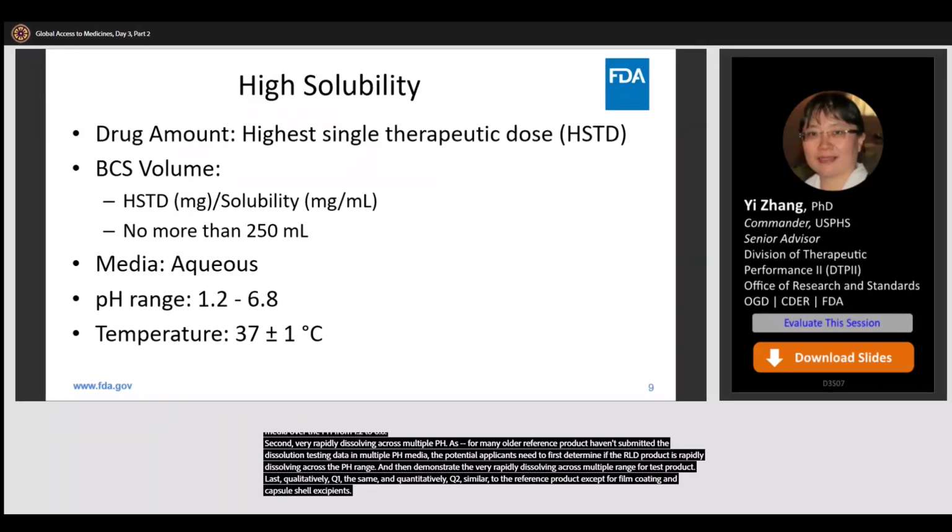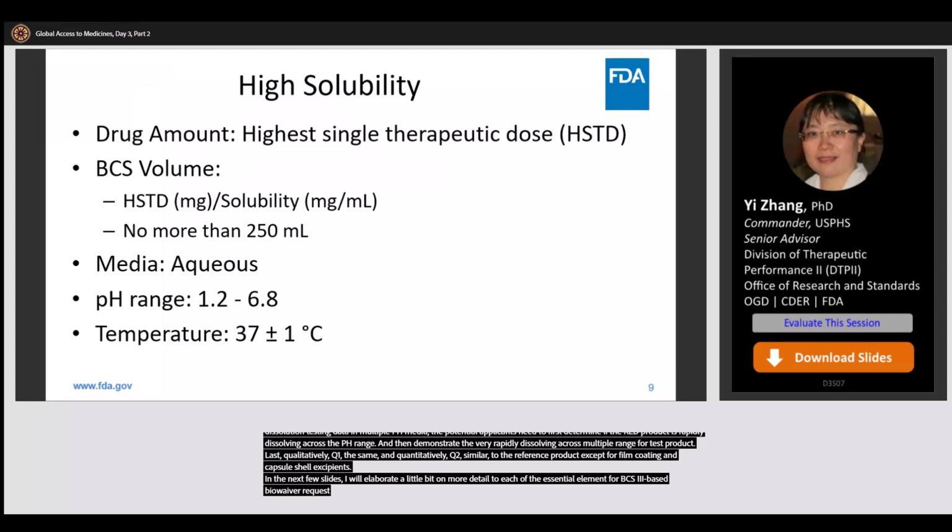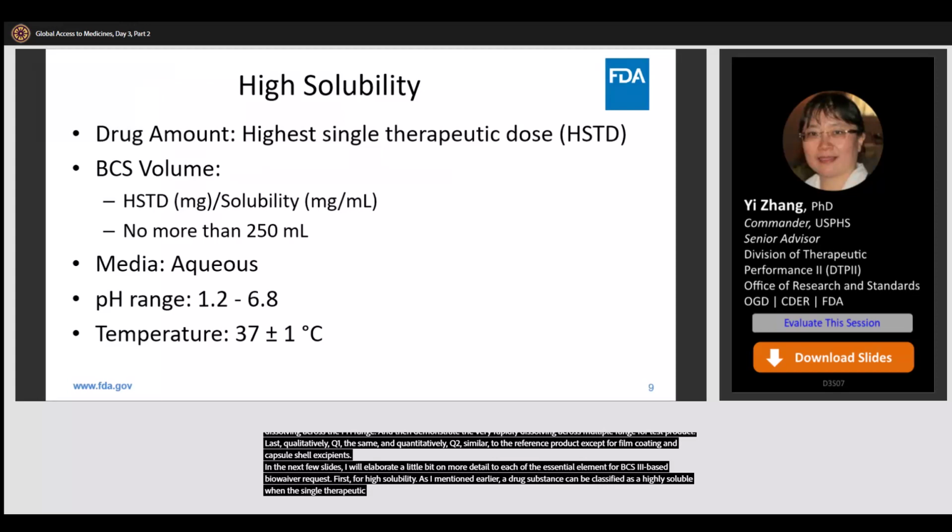In the next few slides, I will elaborate in a little more detail on each of the essential elements for BCS3-based Biowaiver requests. First, for high solubility. As I mentioned earlier, a drug substance can be classified as highly soluble when the highest single therapeutic dose is soluble in no more than 250 ml of aqueous media over the pH range from 1.2 to 6.8.